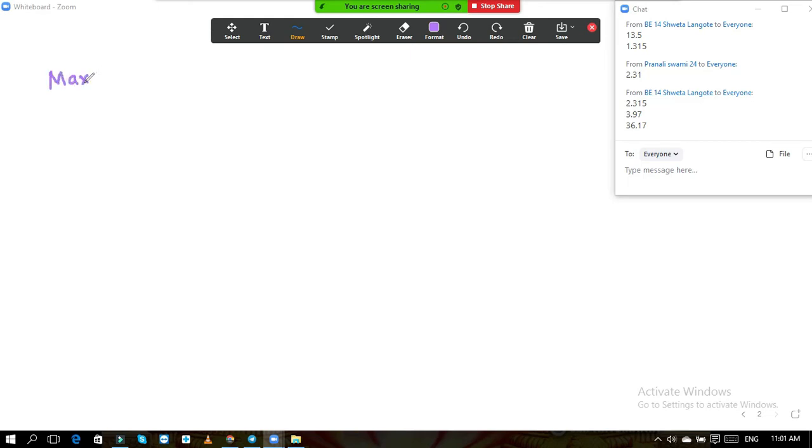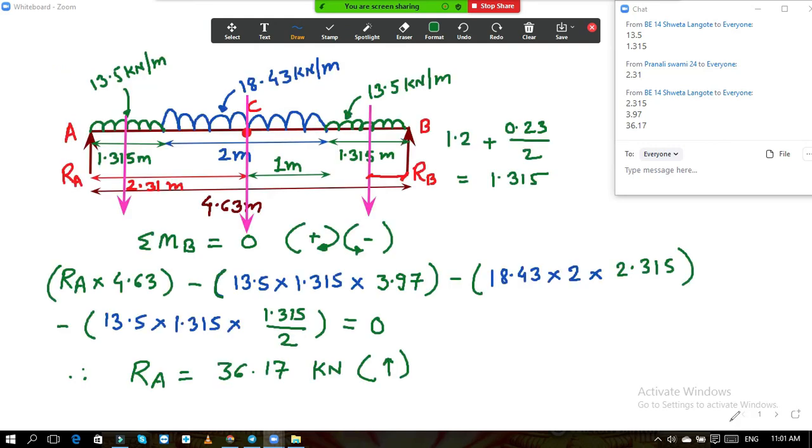So I will get the maximum bending moment at point C. Bending moment at point C is equal to. Now we will go to the previous diagram again. So this is our diagram. Now we need to calculate the bending moment at point C.